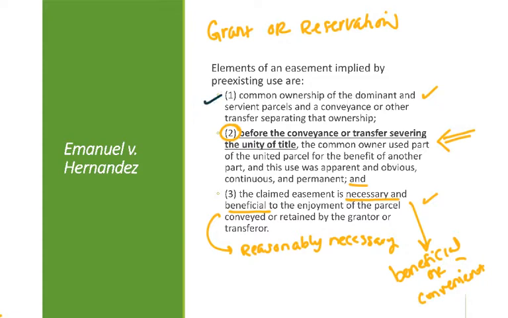Okay. So we have the common ownership. This is the implied by pre-existing use. Now, the second element requires that before the severance, the servient estate was being used to benefit the dominant estate by the original owner. All right, so I'm going to repeat that. The original owner needs to have used the servient estate for the benefit of the dominant estate in the same way that it's being contemplated to be used in the present case, right?